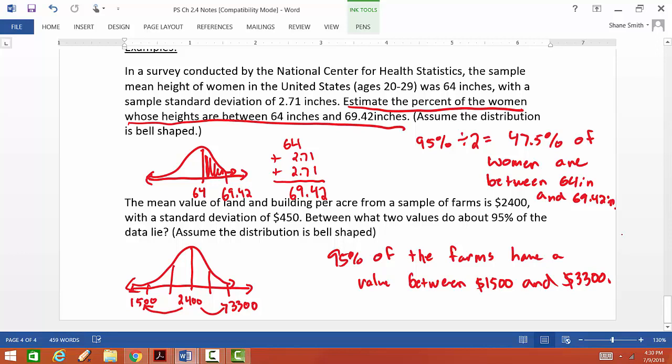And that is one application of standard deviation, the empirical rule. We'll talk about another one next time in section 2.5.